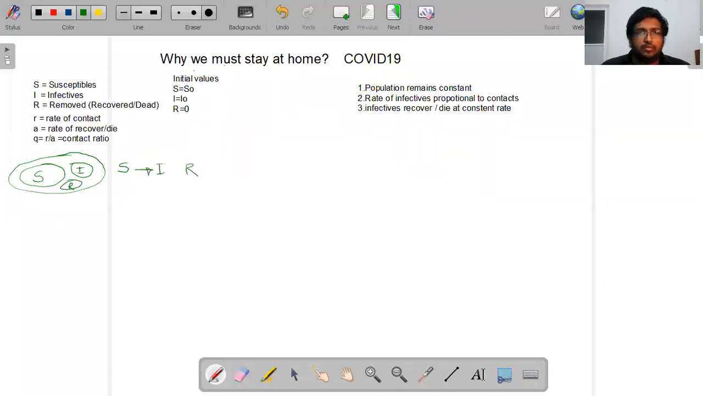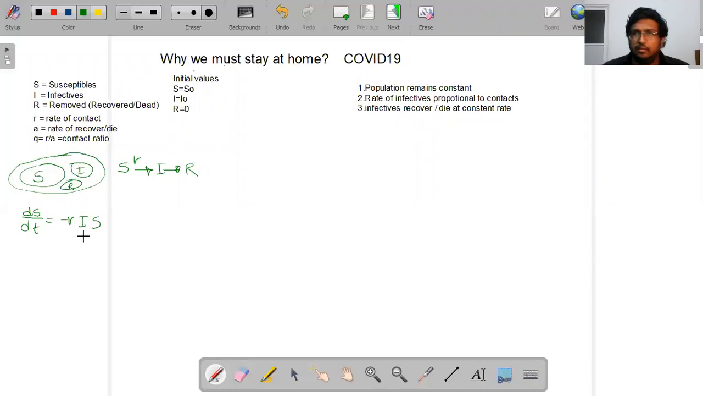Some portion goes from S to I, then from I to R. Some people are getting the disease, some people are recovering. From S to I, the ratio is simple, R. Based on this, we are going to construct a small differential equation. The differential equation is dS over dt equals minus R times I times S.